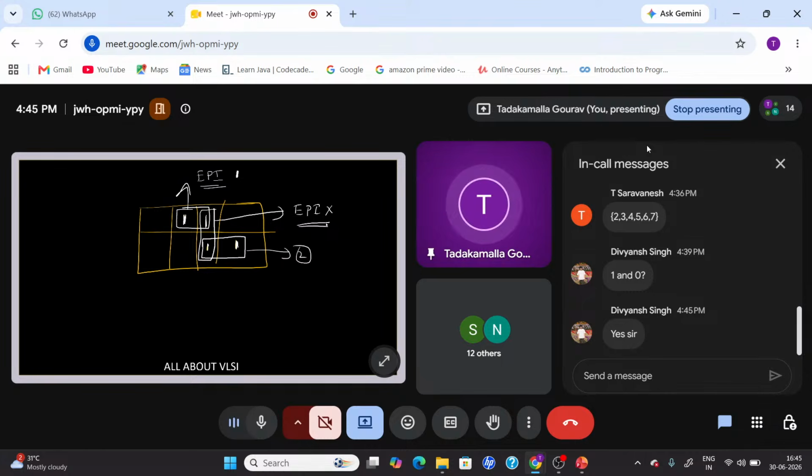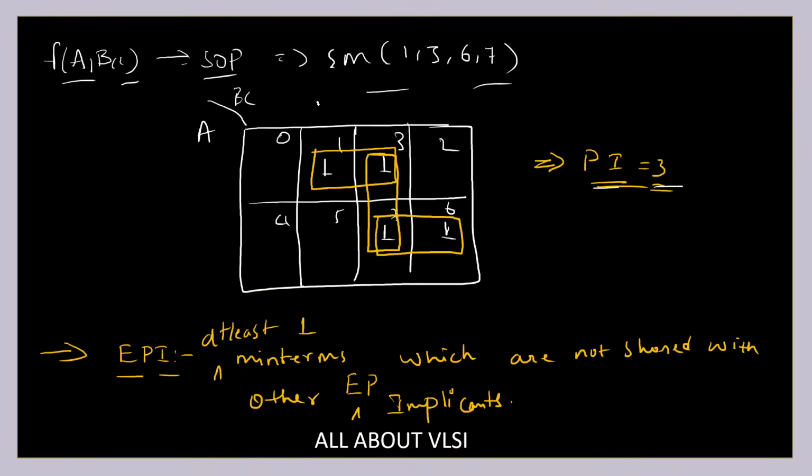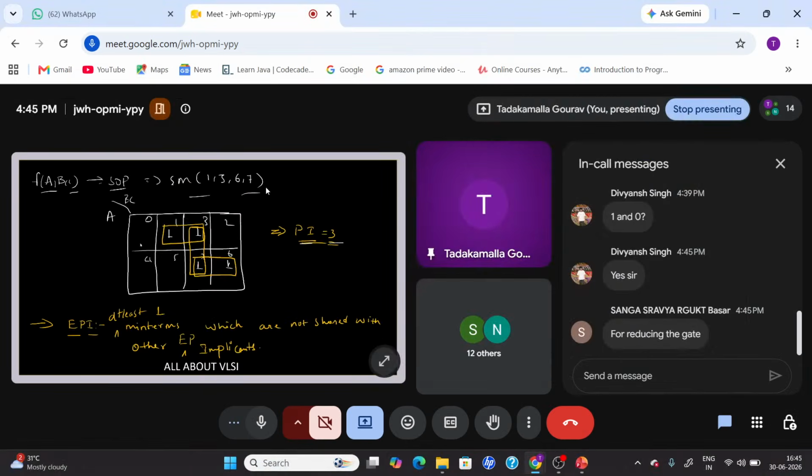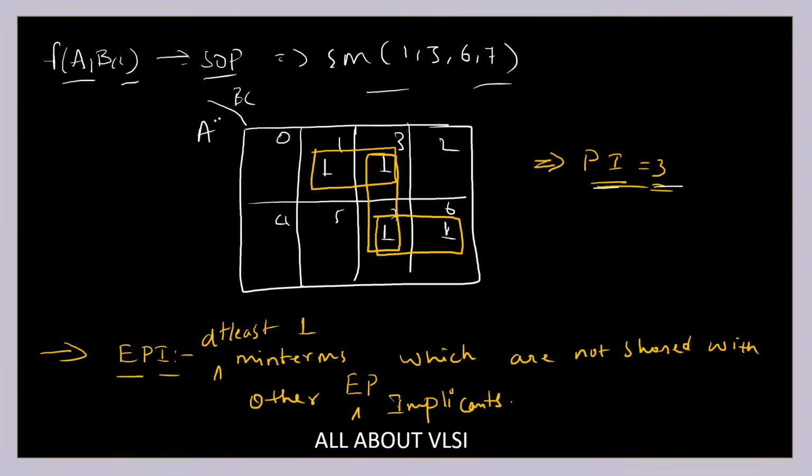Great. Now, why are these essential prime implicants important and why are we learning them? Suppose I have this problem. Can anyone solve this and let me know what the answer is? Please solve the K-map and let me know the final solution. What are we going to get if we solve it? Let's see who can solve it.